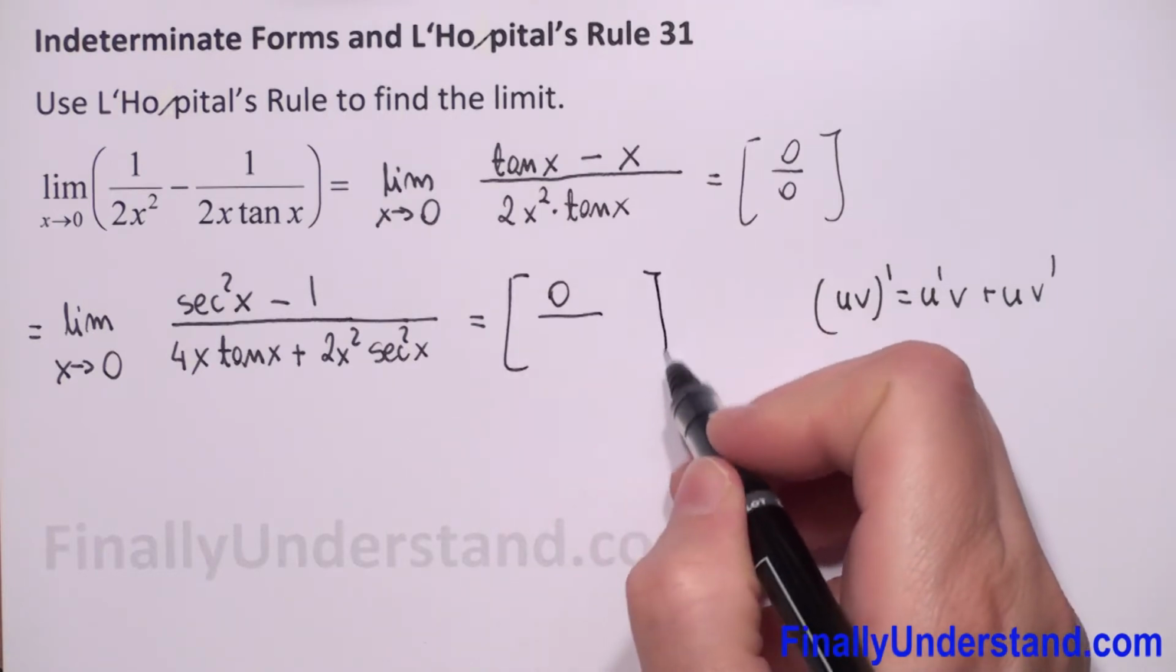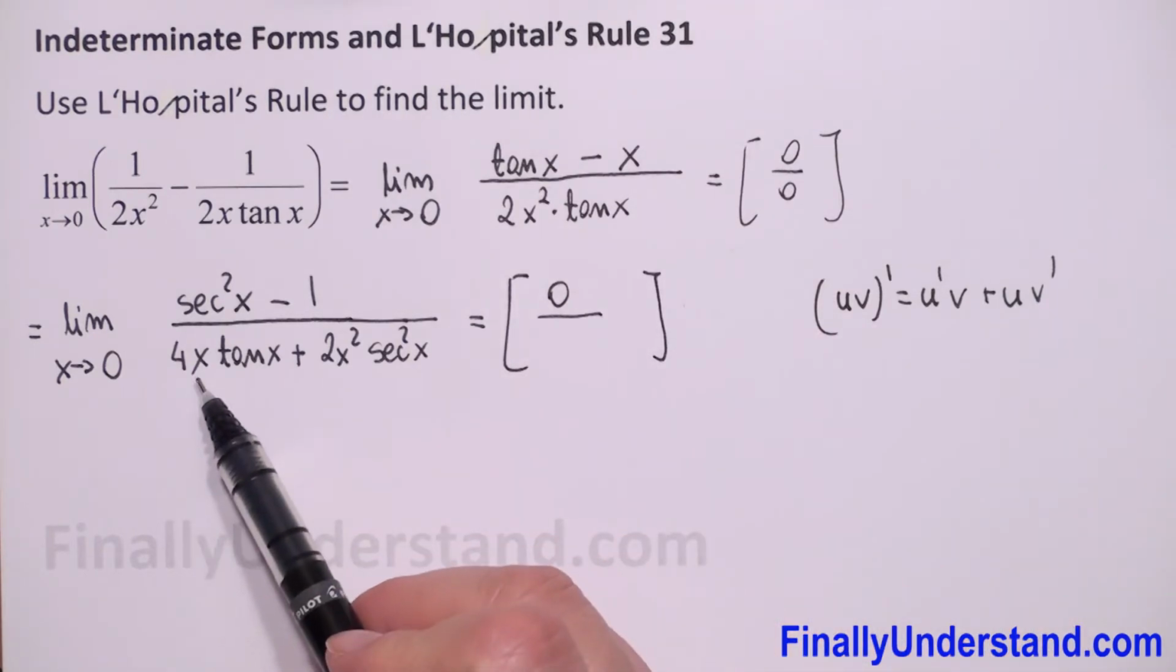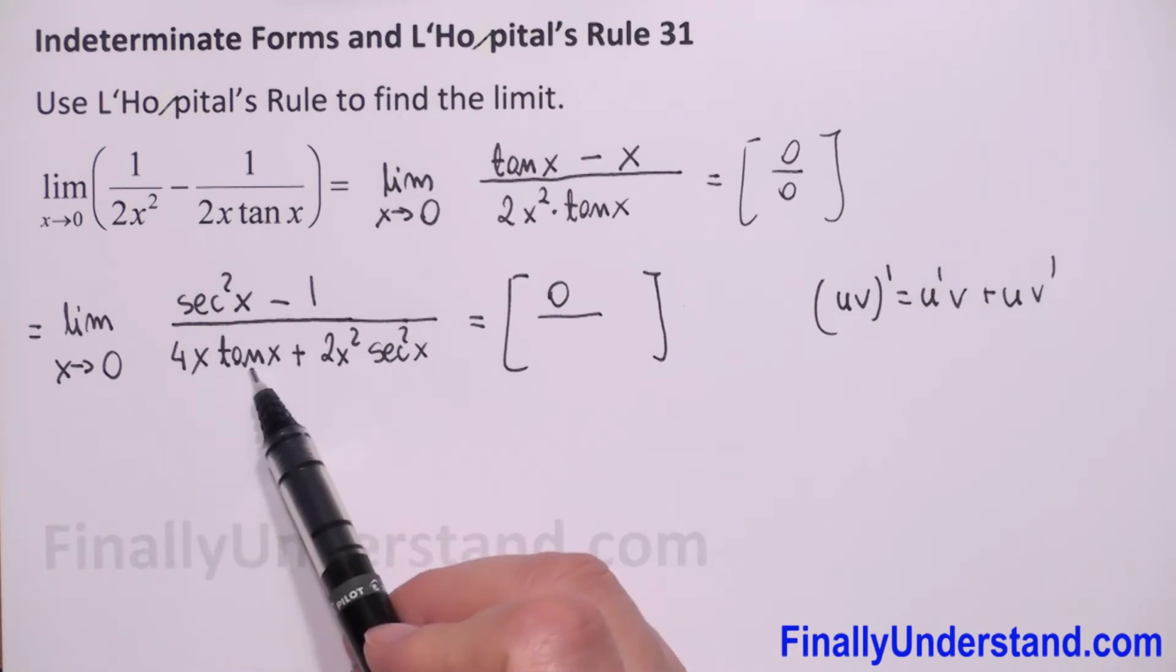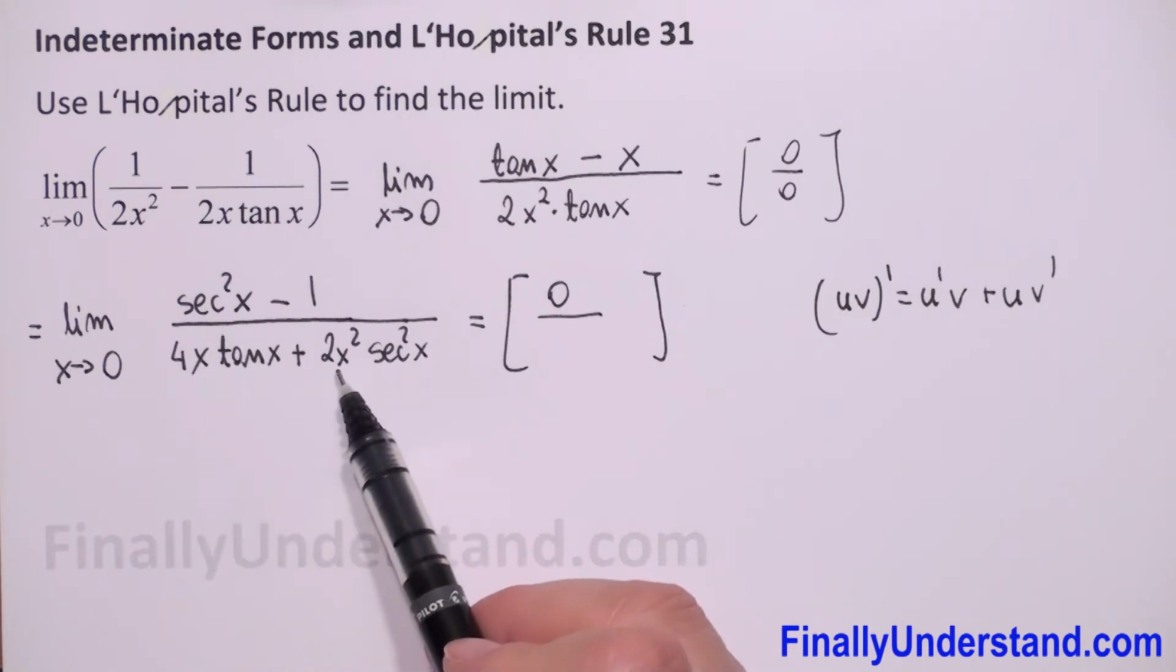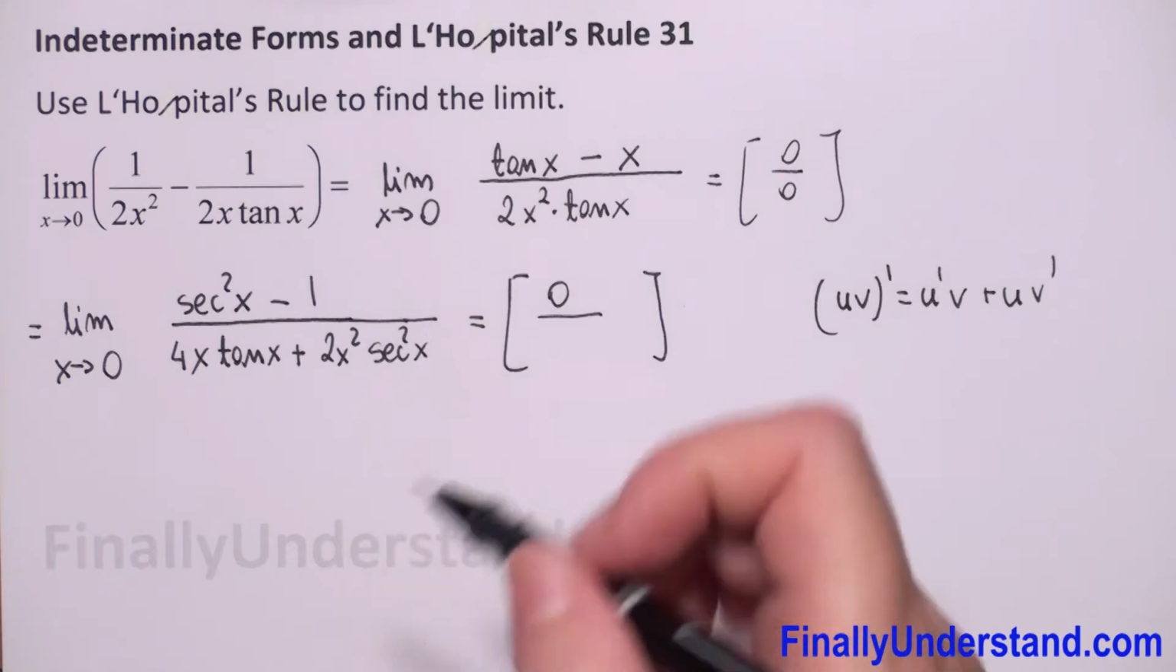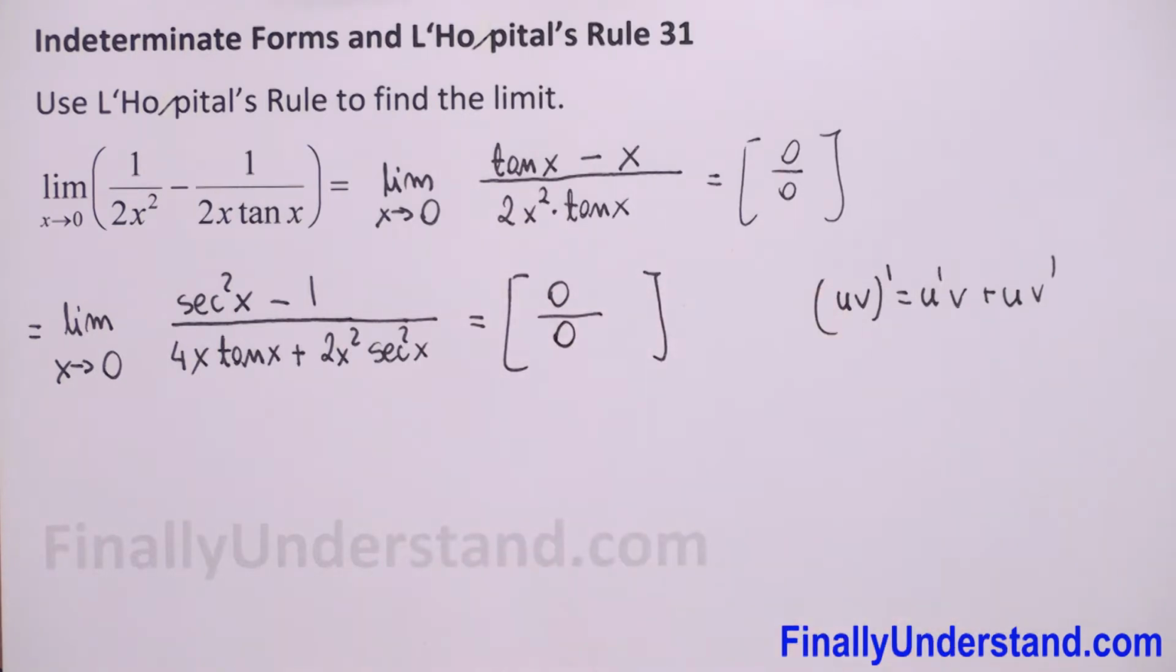And in the denominator we will have here 4 times 0. So we have 0 times tangent is 0. And we have here 2 times 0 will be 0. 0 times secant is 0. So we have 0 in the denominator. So we have to use L'Hopital's rule again.